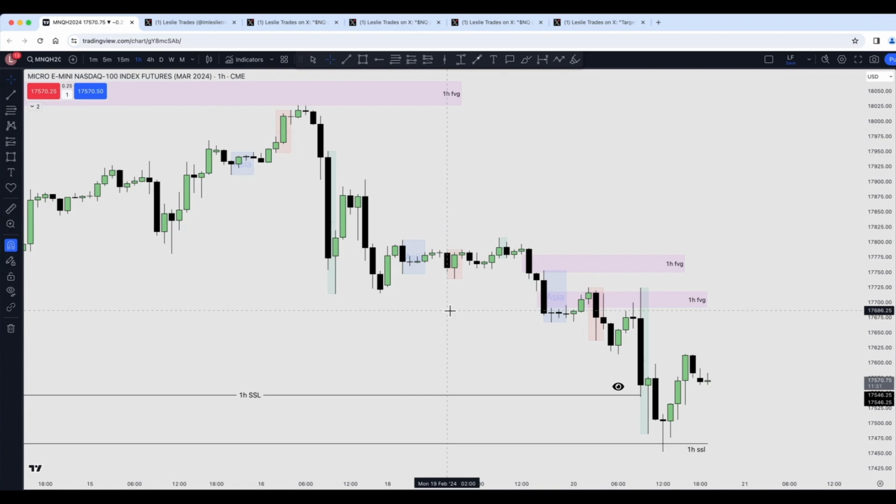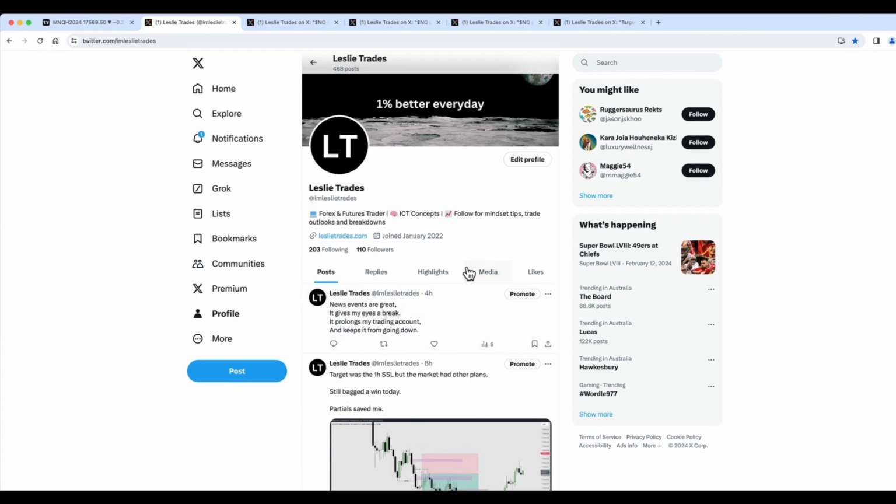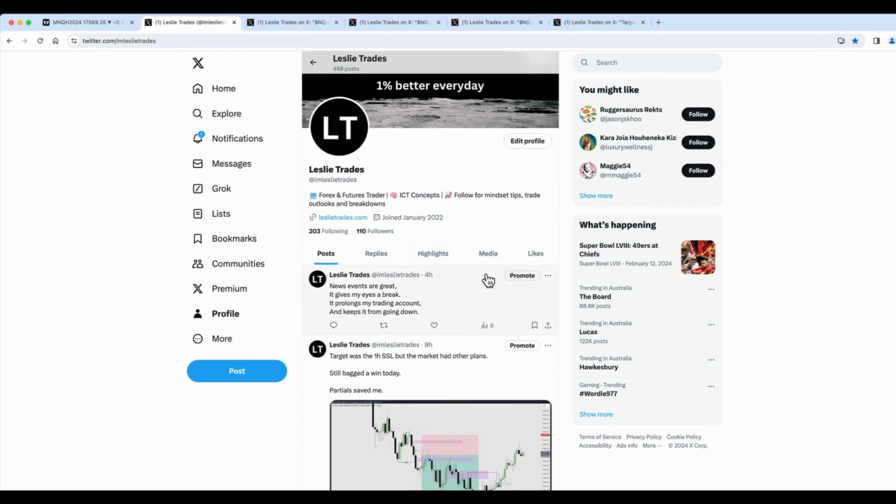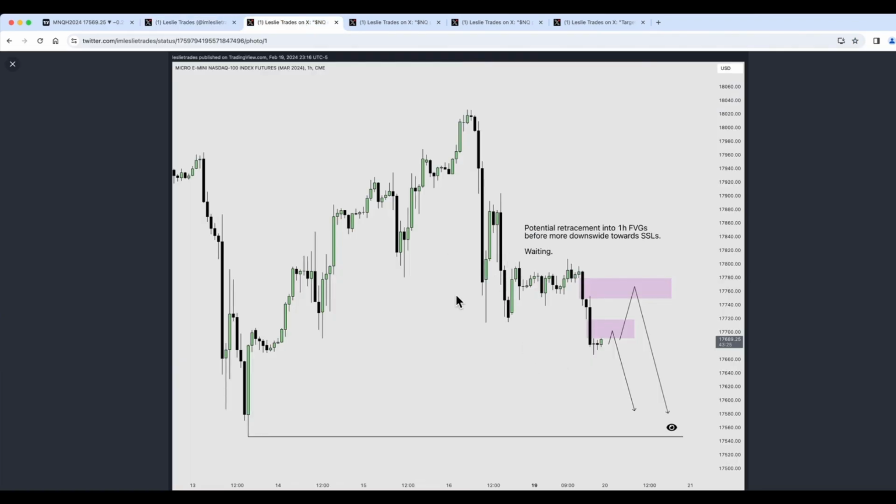With that being said, a trade I took yesterday netted me just under $300, and time was a big factor for winning this trade. So I shared this trade's outlook and execution on my Twitter page yesterday. We've got a nice community of over 100 people so far. And basically, throughout the day, I shared the outlook saying that there could be a potential retracement into the 1 hour fair value gaps before more downside towards the sell side liquidity here.